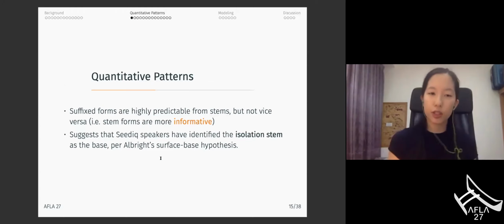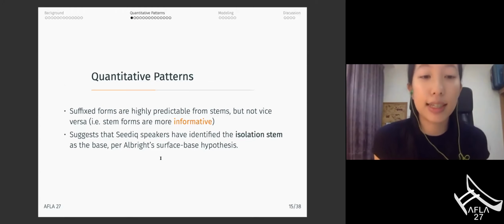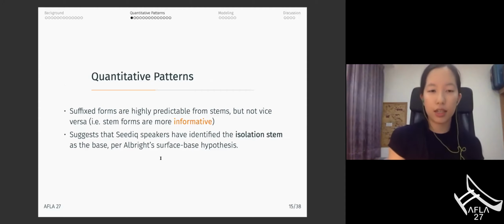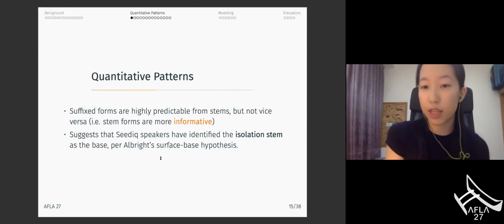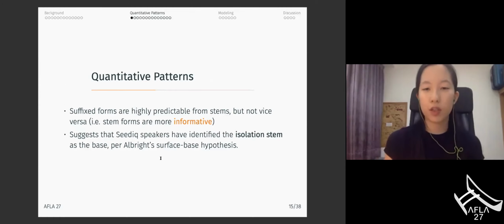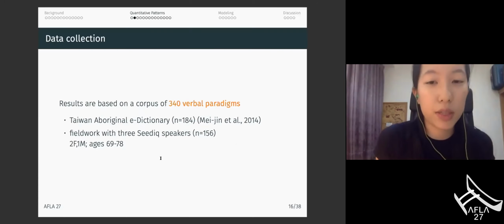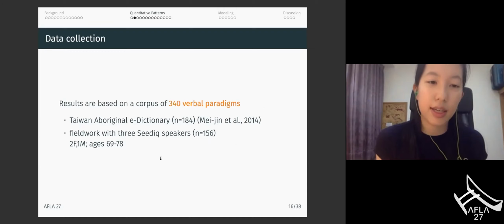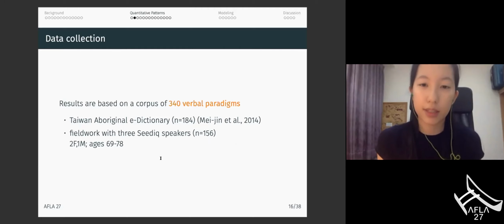So in this section, I'm just going to go over some quantitative patterns in the Seediq lexicon and argue based on this data that suffix forms are highly predictable from the stems, but stems are not as predictable from the suffix forms. In other words, the stems are more informative. I'll argue that this follows if Seediq speakers have identified the stem to be a base, consistent with Albright's surface base hypothesis. The data here will be based on a corpus of 340 verb paradigms taken from a combination of dictionary data and fieldwork with 3 Seediq speakers.